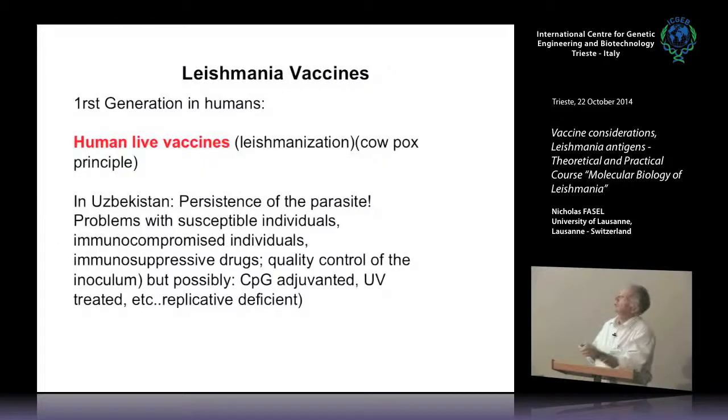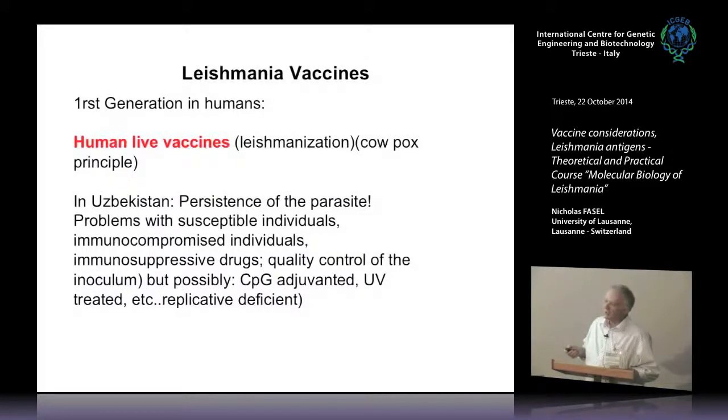So now, let's look at the different types of vaccine and the problems which can be raised. Human live vaccines, the first generation: Leishmanization, a cowpox principle, as was said before, and it was used in Uzbekistan. The problem is mainly the persistence of the parasite, and you have problems with susceptible individuals, immunocompromised individuals. You could imagine that using specific replicative-deficient parasites could be a way to go in the long term.